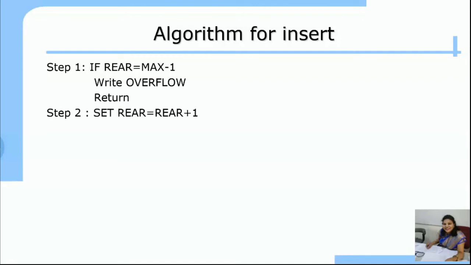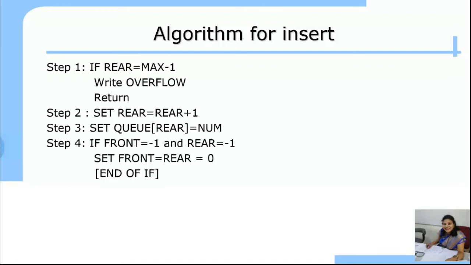If there is no overflow, then we are going to perform the actual insertion. So in step 2, we are incrementing the rear by 1. So rear is equal to rear plus 1. And in step 3, we are storing the num value at the rear position of the queue. Step 4 is done only once, when we are going to insert an element into an empty queue. Whatever element you insert is the first element. Then if front is equal to -1 and rear is equal to -1, then set front and rear equal to 0. And step 5 is return.